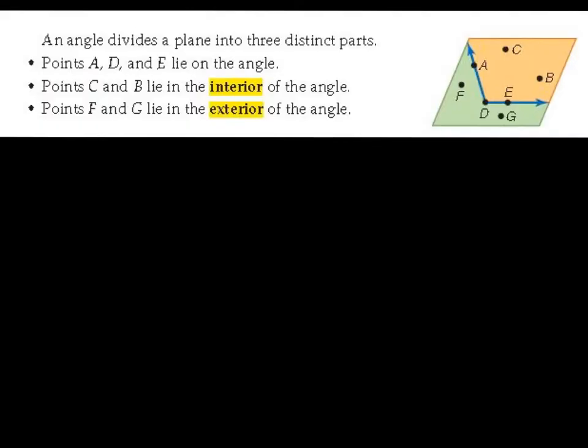An angle divides a plane into three distinct parts. Points A, D, and E lie on the angle. Points C and B lie on the interior, or inside, of the angle. Points F and G are on the exterior, or outside, of the angle.